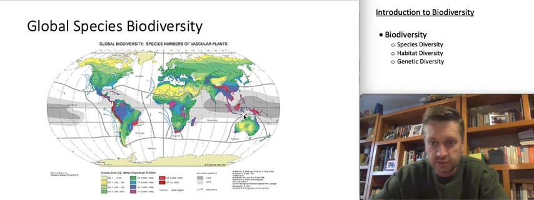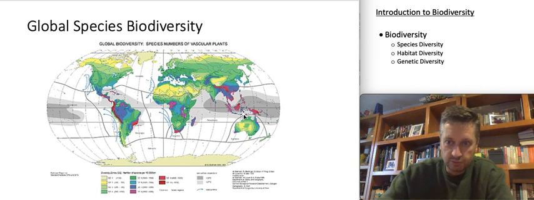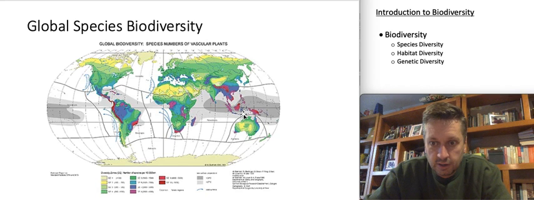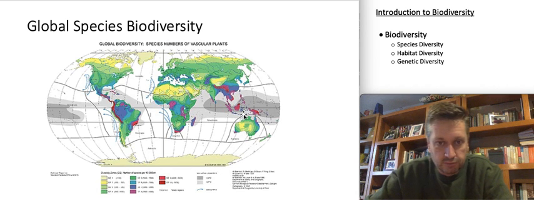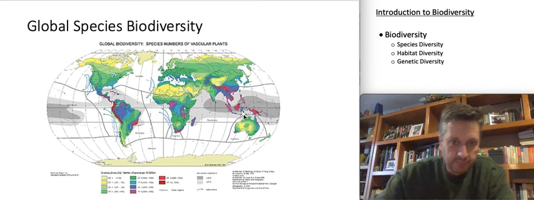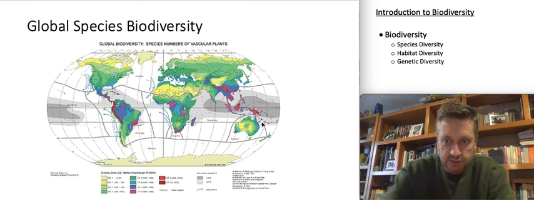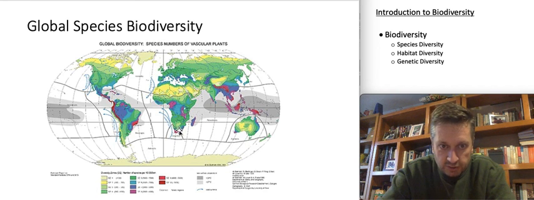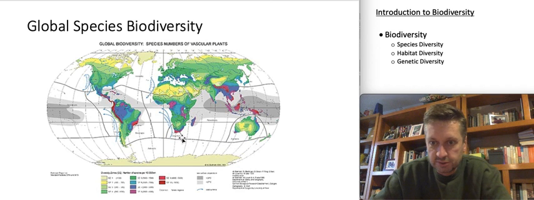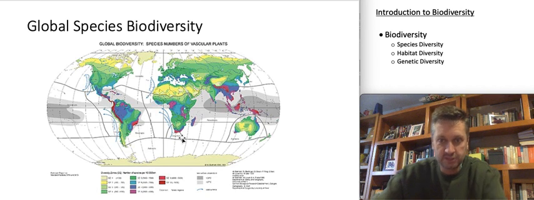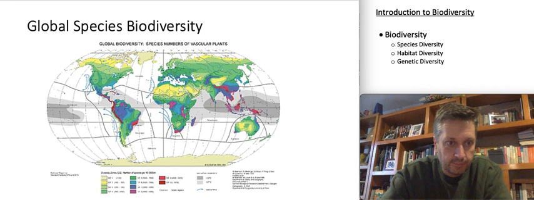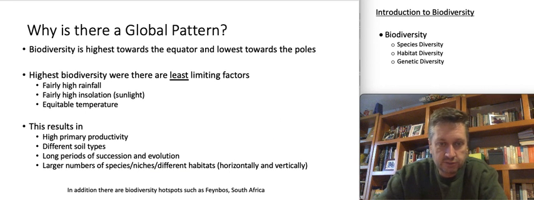Probably coral reefs are the only other ecosystem that can compete with tropical rainforest in terms of overall species diversity. But also you see the red points. The red points are hotspots of species diversity. One example that we've looked at already is fynbos in South Africa, which is, for many different reasons, a global hotspot of biodiversity, specifically for plant species.